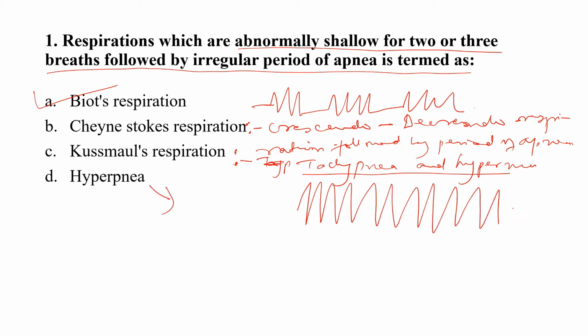And hyperpnea means the increase in depth of respiration. The rate will be normal, but the depth will be increased. If we plot the graph, it will be like this.